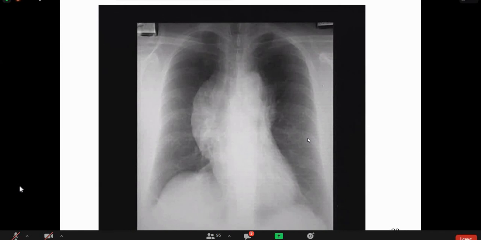Boot-shaped heart. No, it's not a boot-shaped heart. It's an adult heart. Boot-shaped heart is basically for the congenital cyanotic heart disease, which is TOF, tetralogy of Fallot, and we are dealing with an adult X-ray. But yes, boot-shaped heart was a nice recall for TOF. Okay, so let's find out.